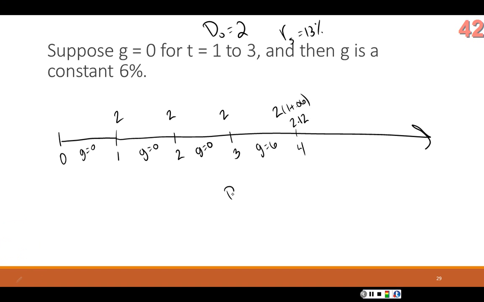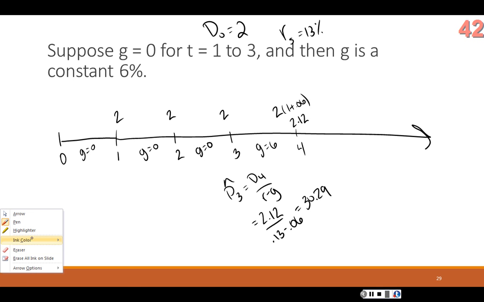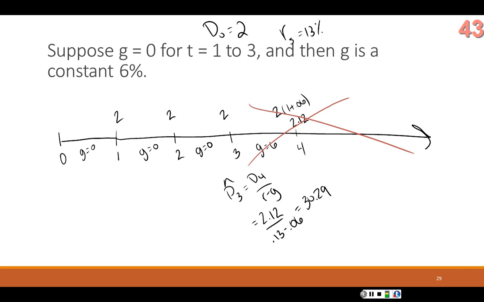So we can determine the value of the stock at time period 3. It would be equal to the dividend at time period 4 divided by R minus G. So $2.12 divided by 13% minus 6%. And that gives you $30.29. So now that we've gotten the value of the stock at time period 3, we can ignore anything after time period 3. And we can put these into our cash flow worksheet.